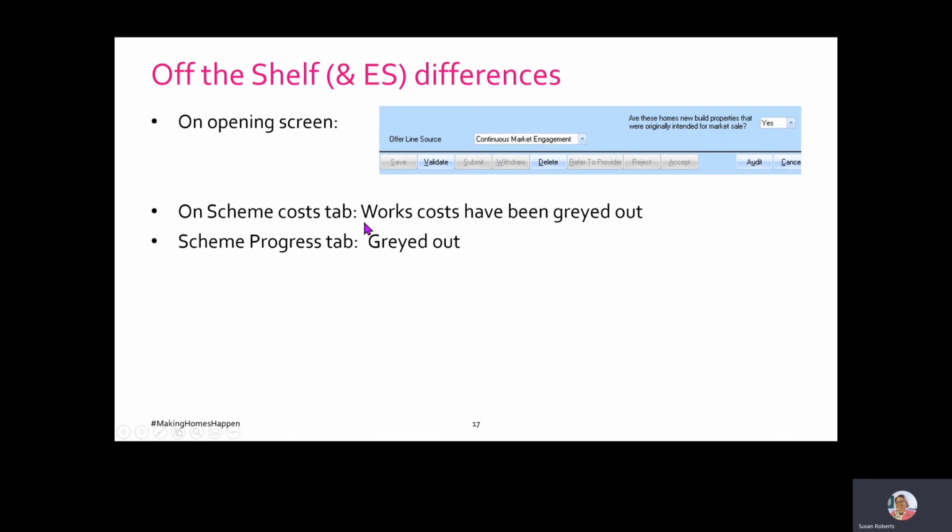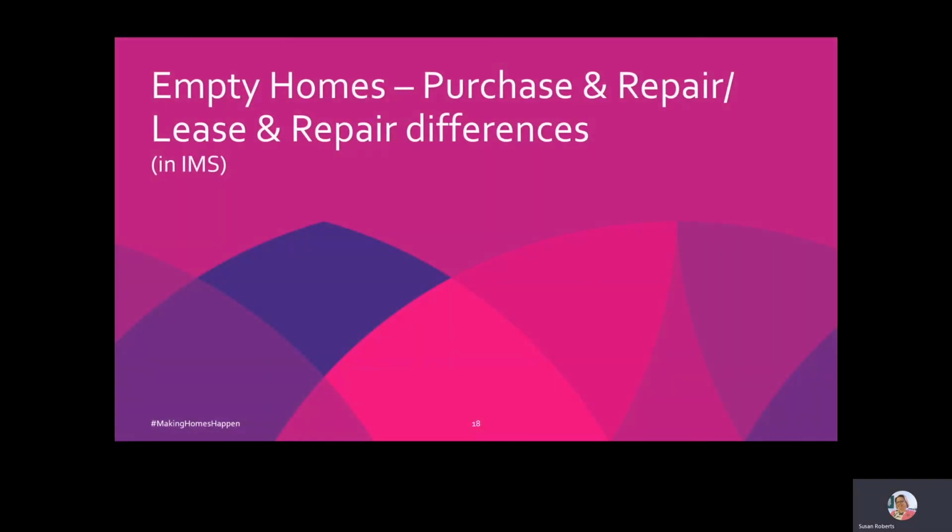There are also some other changes further on. So on scheme costs, you're not asked for the works costs, they've been greyed out. And you're not asked for information on the scheme progress tab. That whole tab is greyed out. So next, empty homes, and that's purchase and repair and lease and repair.